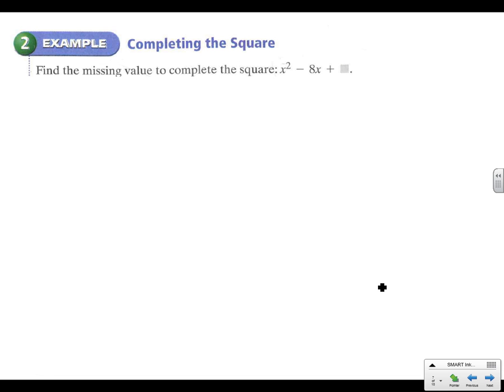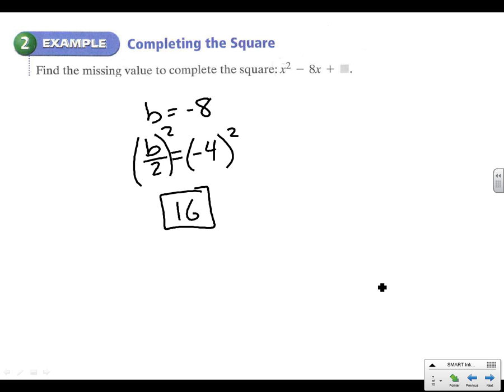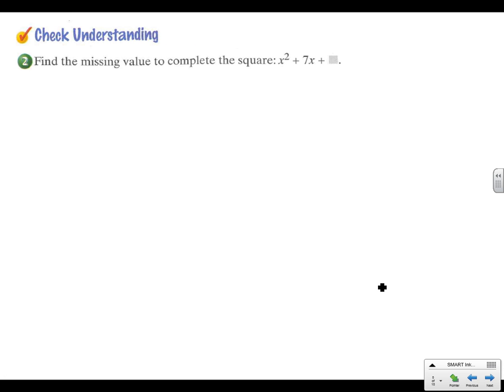Alright, so here's what we're going to do. Let's just complete the square here. What's our missing value? Alright, so b is negative 8. We need to take that and cut it in half. What's negative 8 cut in half? That's negative 4. And then we need to square that. So what's negative 4 squared? We're going to get 16. And that's the number that completes the square if we have negative 8 next to the x. So we take the 8, cut it in half, and then square it. We get 16. See if you can figure out the missing value for this one.